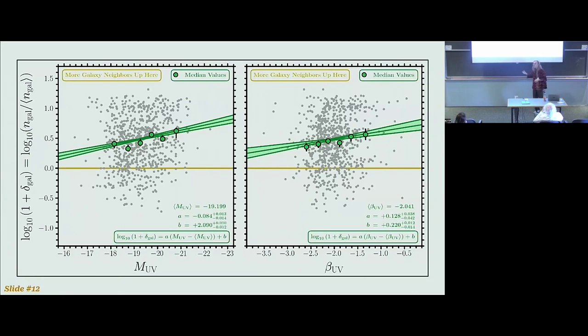You can measure a linear regression. This is a more than 6 sigma correlation, more than 3 sigma correlation. And we interpret this as evidence for accelerated evolution, or more evolved systems, within overdense environments.